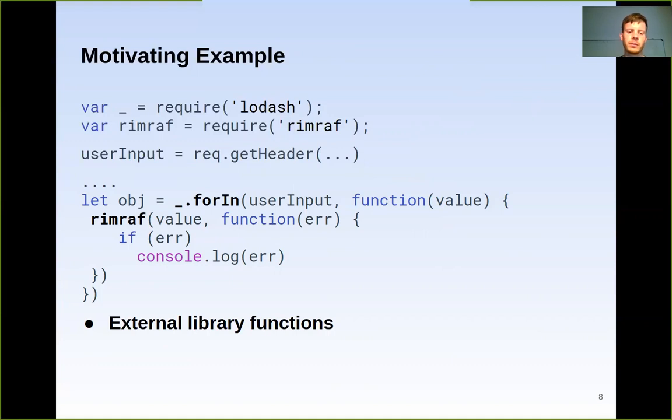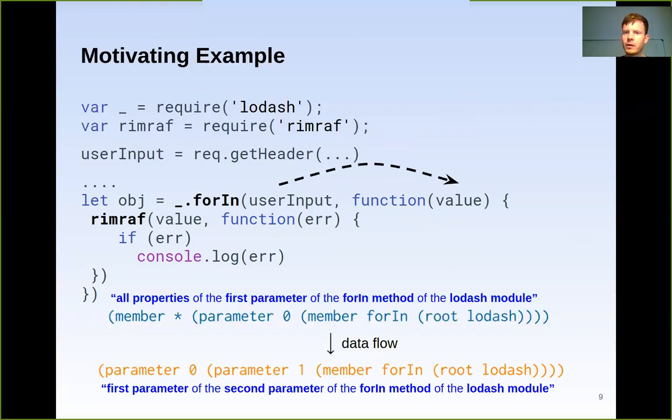First, it has to know that the property values of user input flows into the value parameter of the callback function. A novel concept known as a propagation summary is used to encode facts like this. The flow between user input and value is encoded by this propagation summary.